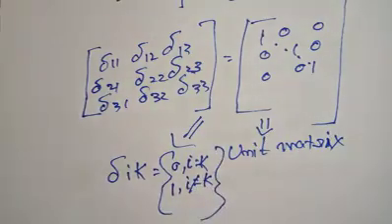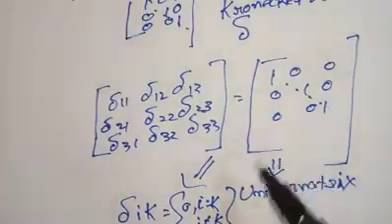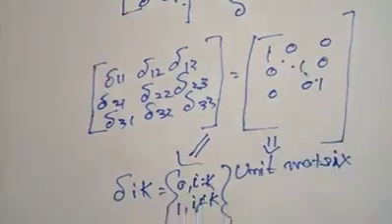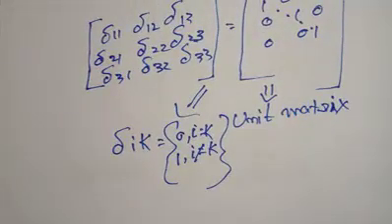This is quite a simple matrix manipulation. If i equals k, then it will become what? 1, then again 0, again 0. In this way we get it. So this one is a unit matrix. What does the unit matrix prove? It proves that the forward and the backward transformations are inverses of each other, right?